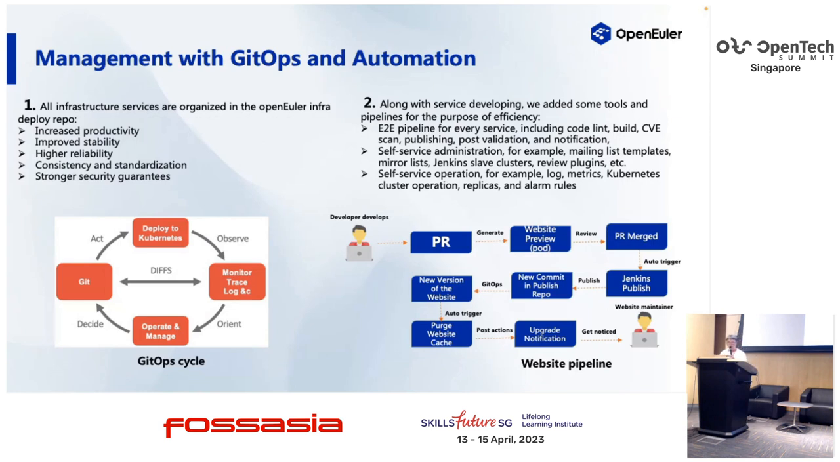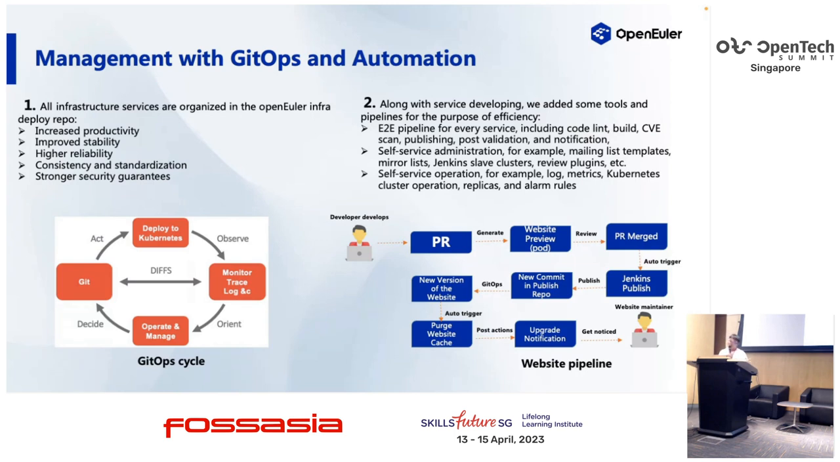And part three and part four are about GitOps adoption, GitOps and automations. I think GitOps is a great approach, and we utilize a lot of CI/CD. It can give us several benefits, including increased productivity, improved stability, higher reliability, and stronger security guarantees. I think some of you have already used GitOps best practices in your environment. And the last part is about automations.